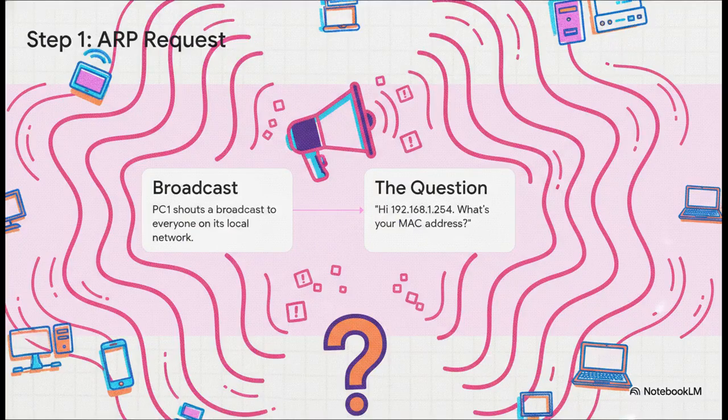So PC1 sends out an ARP request. And think of this like shouting in a crowded room. It sends a broadcast message to every single device on its local network. It's basically yelling, excuse me, who here is 192.168.1.254? I really need your MAC address.